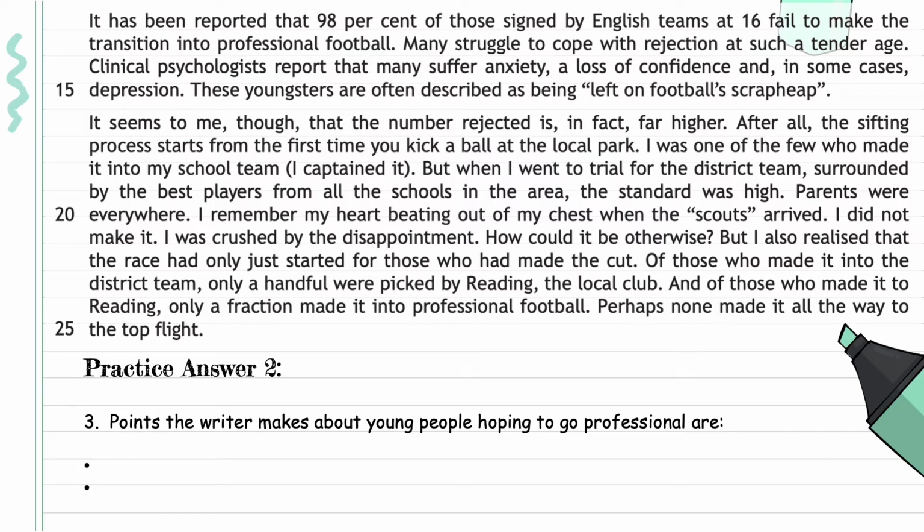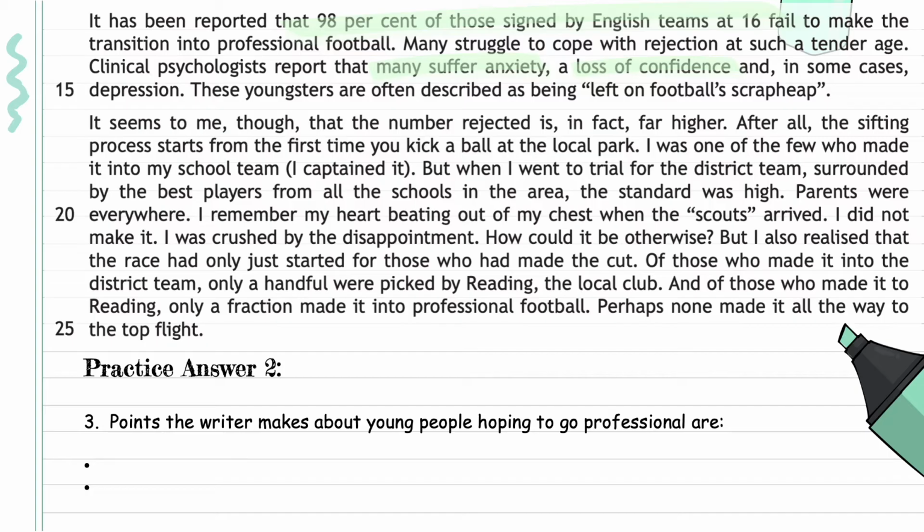It's been reported that 98% signed by English teams, 16 failed to make the transition into professional football. Now already, I know the question is about young people hoping to go professional. So as I'm reading it, I think, okay, that's relevant to me. I'm going to highlight it. Many struggle to cope with rejection at such a tender age. Clinical psychologists report that many suffer anxiety. Again, people hoping to go professional suffer from anxiety. I highlight that. A loss of confidence, another one. I hope that maybe that accounts for 2 separate marks. Anxiety and confidence are 2 different things. I highlight it. And in some cases, depression.